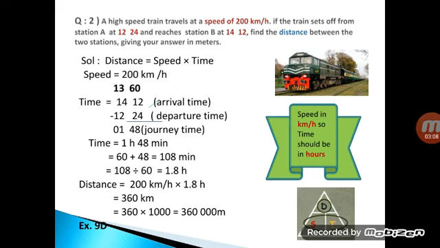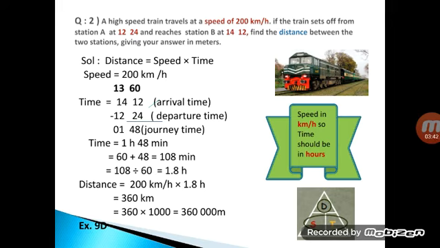Keep in mind that when we solve a speed question, we take only the journey time, that is, the time taken. We do not consider the departure time or arrival time as the time taken. So first we take out the journey time from the given information and then use it to find the distance. Here the journey time is, as a result, 1 hour and 48 minutes.